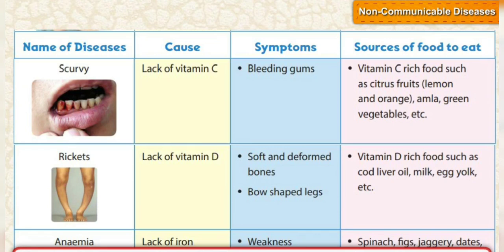Scurvy: lack of vitamin C, bleeding gums. Vitamin C rich food such as citrus fruits, amla, green vegetables, etc. Rickets: lack of vitamin D, soft and deformed bones, bow-shaped legs. Vitamin D rich food such as cod liver oil, milk, egg yolk, etc.